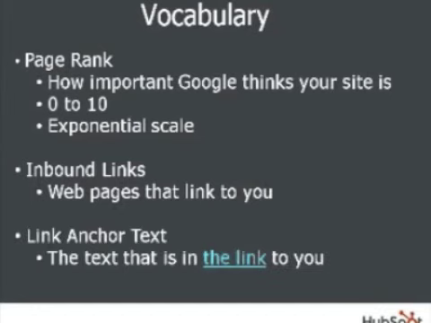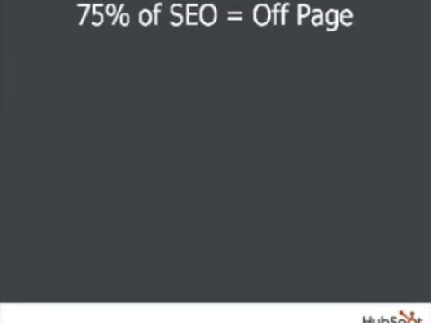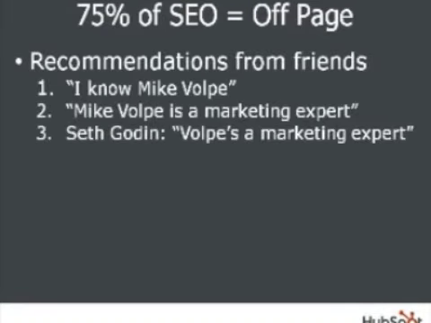And then finally, we're going to talk a little bit about link anchor text. And that is the text in the link to you. So in this case, that blue text, the link, is actually the anchor text of this link. So that's just something to be aware of, and we're going to talk a lot more about that in just a couple minutes because it's super important. All right. Again, remember, 75% of search engine optimization is this off-page factor. And most of the off-page factor is actually governed by links.